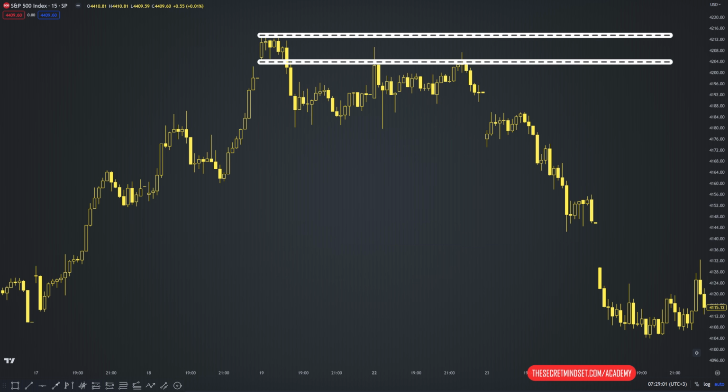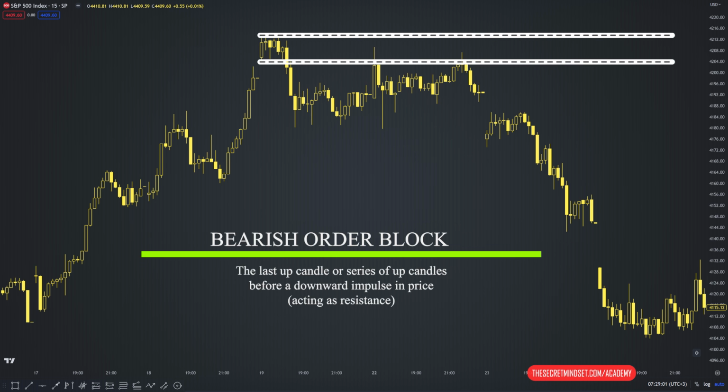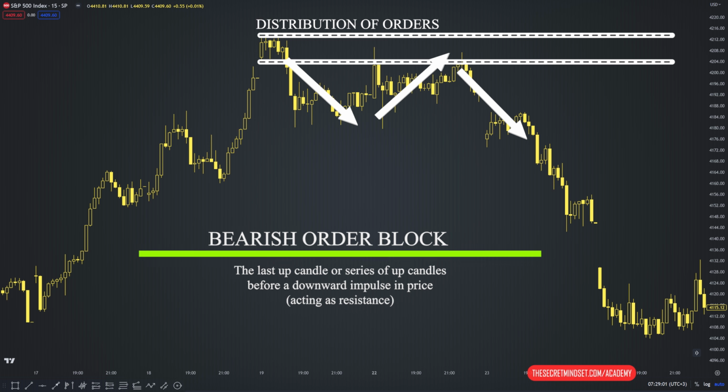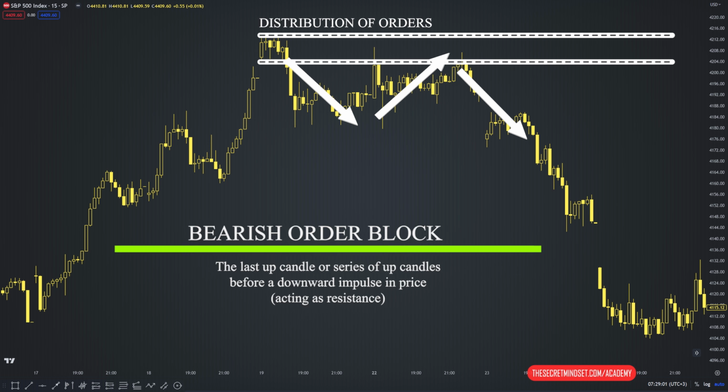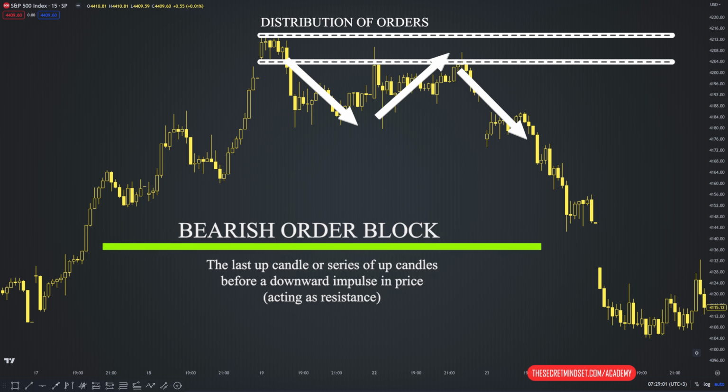A bearish order block is the last up candle or series of up candles before a downward impulse in price, and it will act as a resistance. These order blocks indicate the presence of sell orders from institutional traders, representing a distribution of orders at that particular price level. When the price eventually breaks out of an order block, it often retraces back into its range. This retracement offers you a chance to enter trades within the order block range, taking advantage of the potential market orders that are expected to be executed.